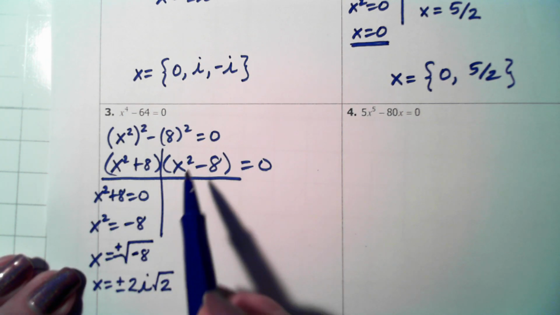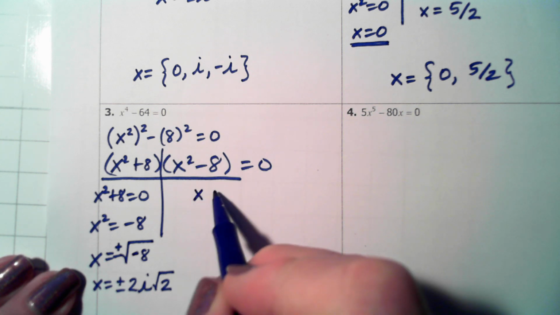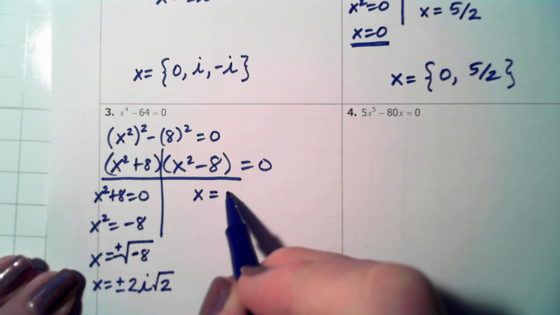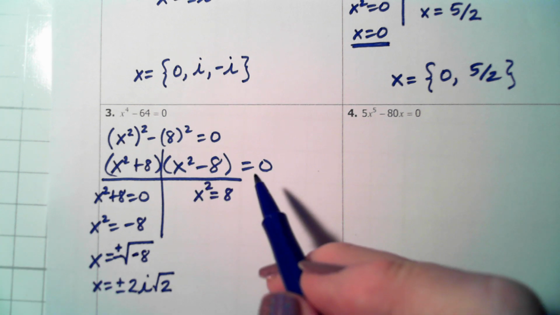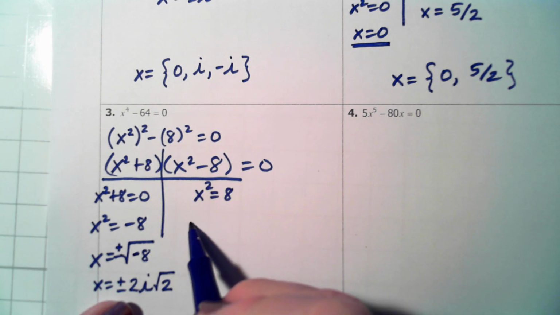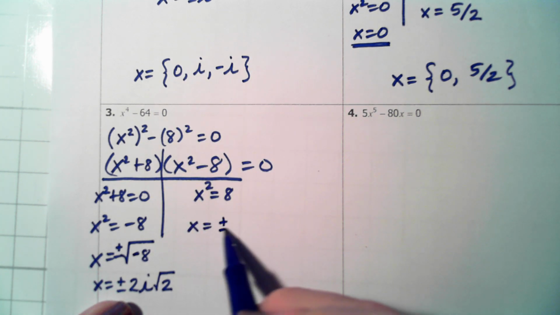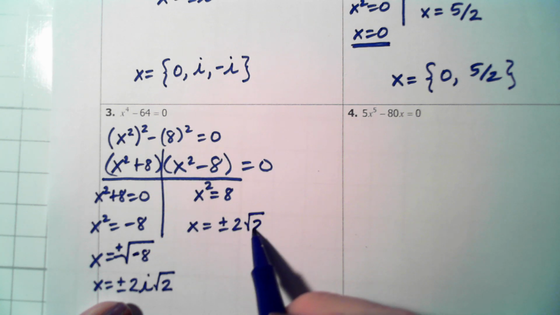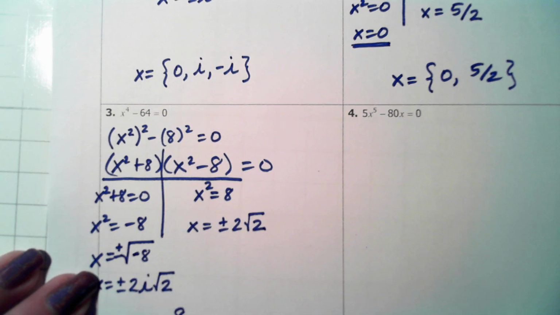For this other factor, we're going to add 8 to both sides. x squared is equal to 8. Taking the square root of both sides, I get x is equal to plus or minus 2 root 2. So my final answers are, whoops, not 8.